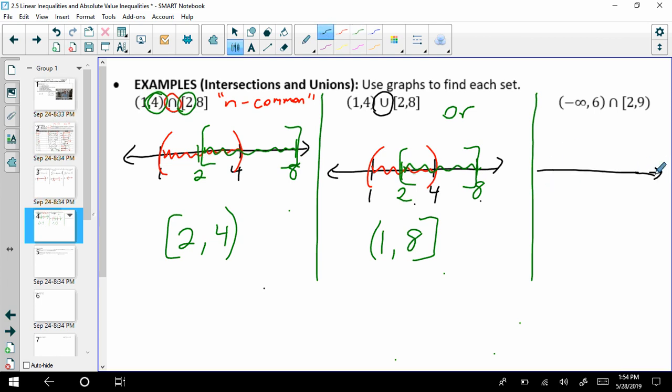So this one, I'm going to put my 6 here. It would be everything under 6, because it's going to negative infinity. And the other one would go from 2 to 9, bracket, parenthesis. So now this one wants the intersection, what they have in common, the overlap. So you should say, if you look at where the overlap is, the shared region would be bracket 2, parenthesis 6.